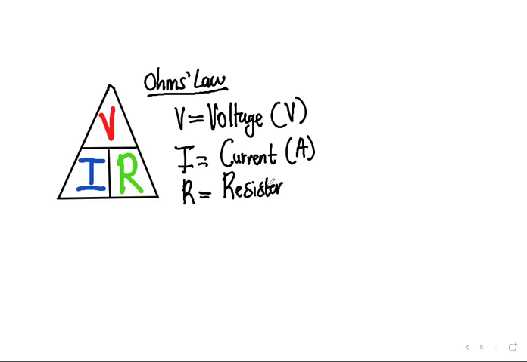Resistance is measured in ohms, just like that. So these are some of the things that you must understand. This V means volts, then this A means amperes.